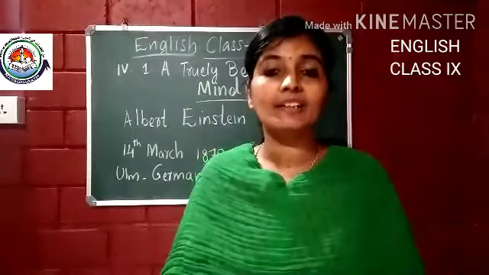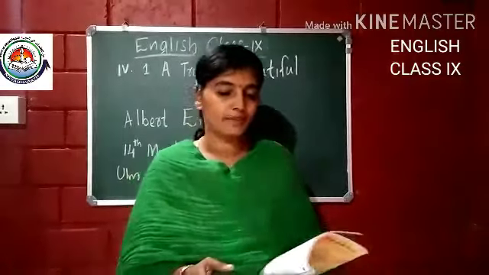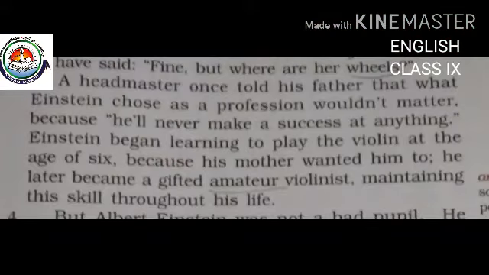I'm going to the third. Listen to me now and read with me. Third paragraph. A headmaster once told his father that what Einstein chose as a profession wouldn't matter because he would never make a success at anything. Einstein began learning to play the violin at the age of 6 because his mother wanted him to. He later became a gifted amateur violinist, maintaining his skill throughout his life.